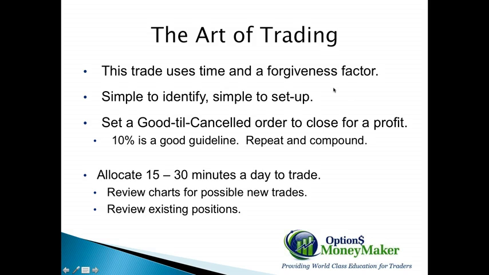This trade uses time and a forgiveness factor. We built 3 weeks into the trade. If the index does move against us, then we've got time to manage and adjust the trade if necessary. We build a 65-point forgiveness factor into the trade. This is very simple to identify. When you start to recognize Bollinger Band patterns and you recognize support and resistance, if that's where you start your basic charting, it is very simple for you to identify, and it's very simple to set up the trade on a credit spread.